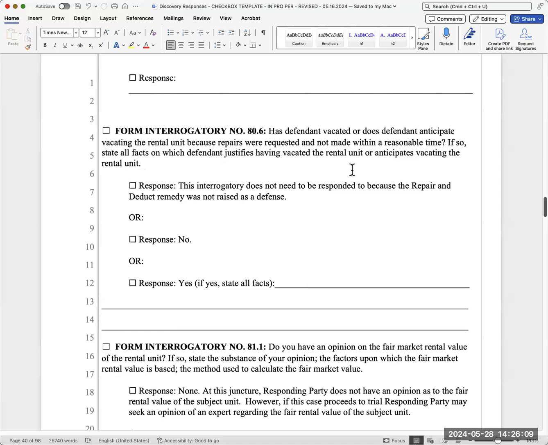So if you answered no to 80.1, then you should consider the first response to each of the questions that fall under 80.2 through 80.6. Otherwise, answer the question.